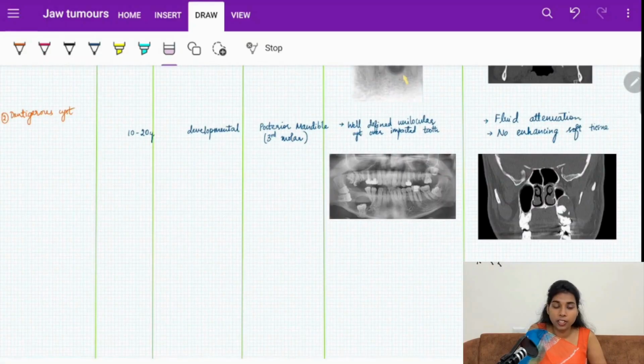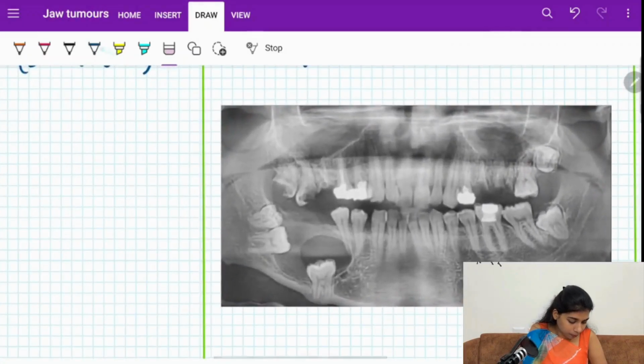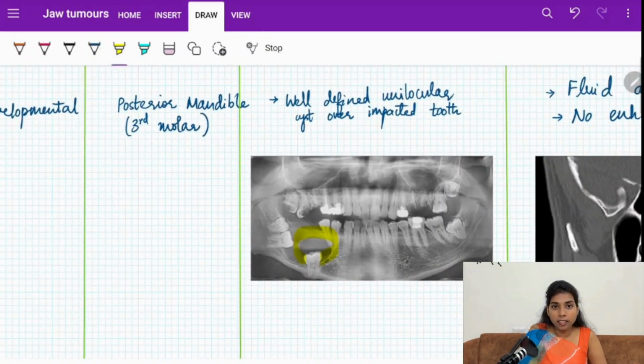Moving to our next lesion, that is dentigerous cyst. It is typically seen between 10 to 20 years of age. It is developmental in etiology, and it is most commonly located in the posterior mandible. Now, we already know dentigerous cyst is also a radiolucent cyst. It is odontogenic, it has well-defined margins, and what makes it a dentigerous cyst is that it is pericoronal in location, meaning it is located above the impacted tooth. That typically makes it a dentigerous cyst.